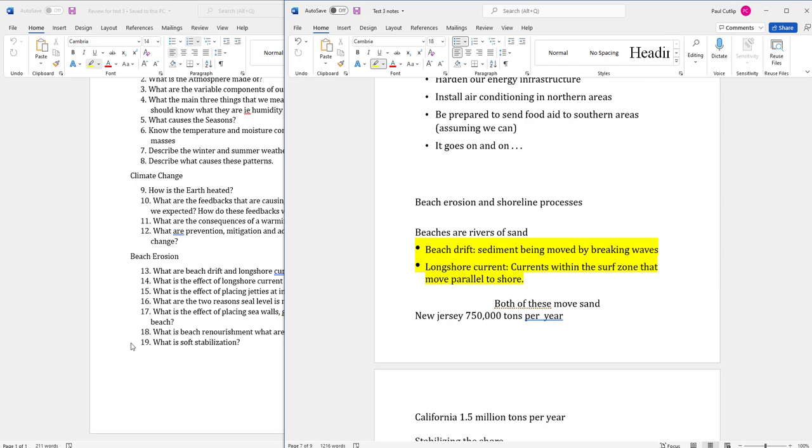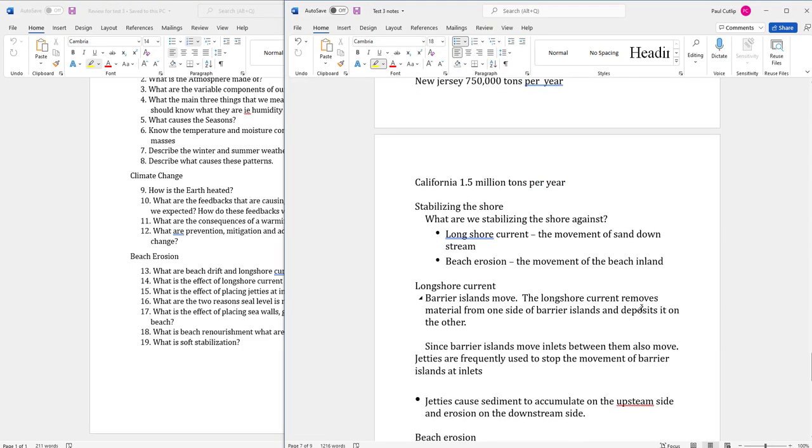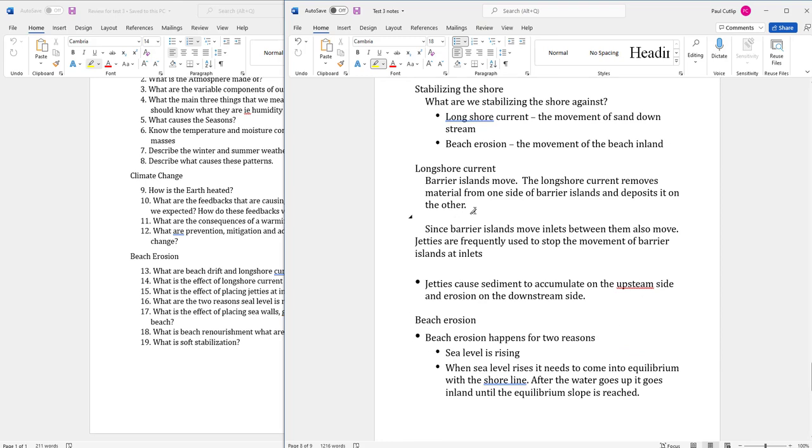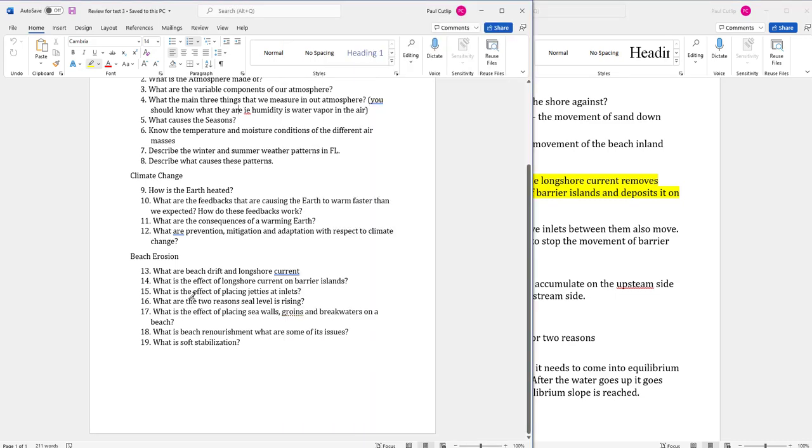So then I ask, okay, what's the effect of longshore current on barrier islands? That's question number 14. And so here we go. Barrier islands move, right? The longshore current removes sand from the upstream side, it puts it on the downstream side, and so that entire barrier island moves by several feet a year. This is not a millimeters kind of a thing. This is something that's happening at a rate where we cannot ignore it.